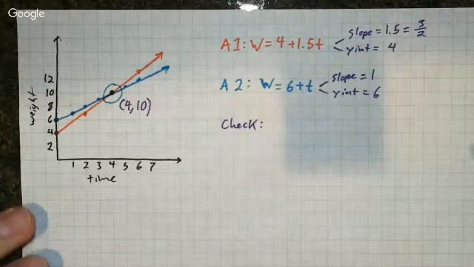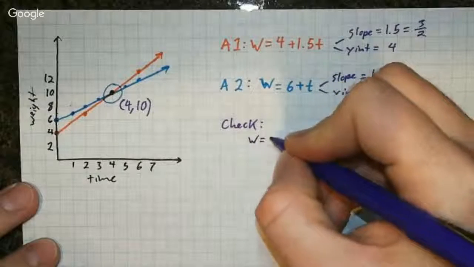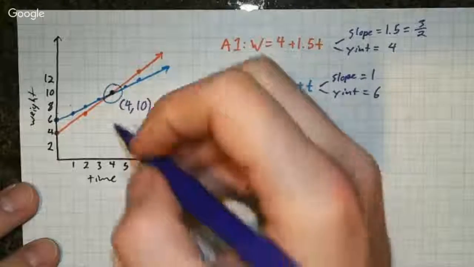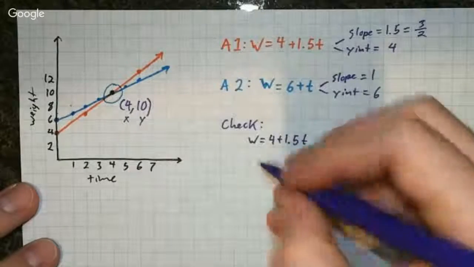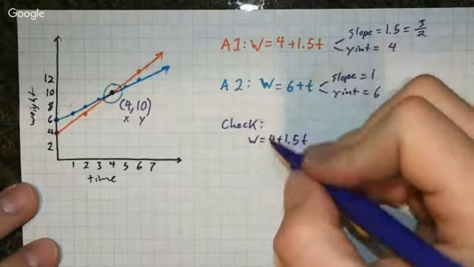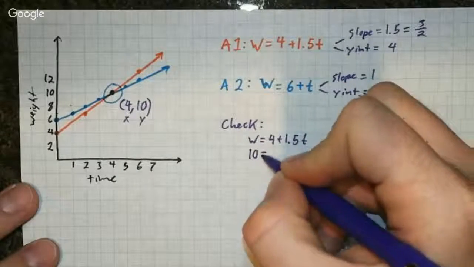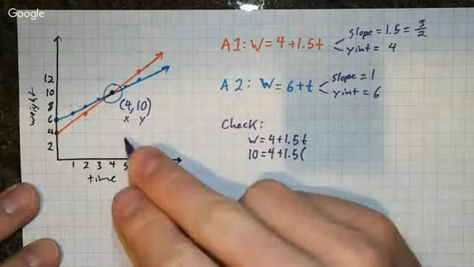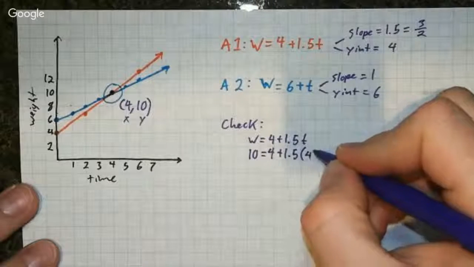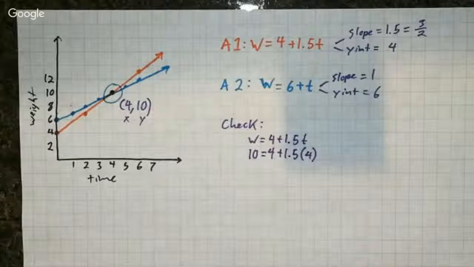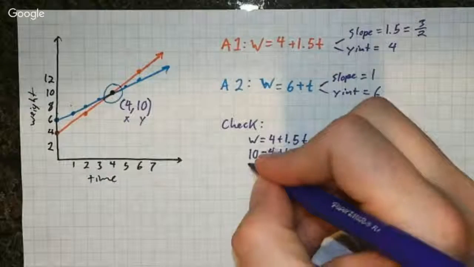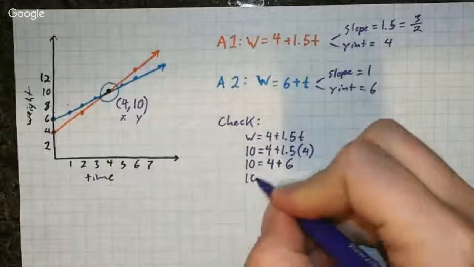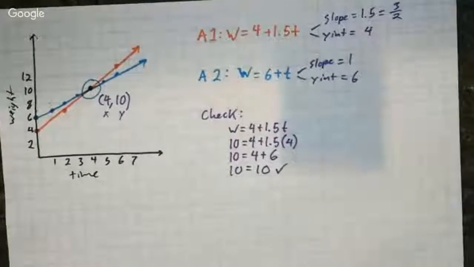So let's start with alligator 1. So we have W equals 4 plus 1.5t. We substitute our x and our y values, which y in this case is going to be W. 10 equals 4 plus 1.5 times t, which is our x value, 4. This will be 10 equals 4 plus 6. 10 equals 10. We've checked one of them.